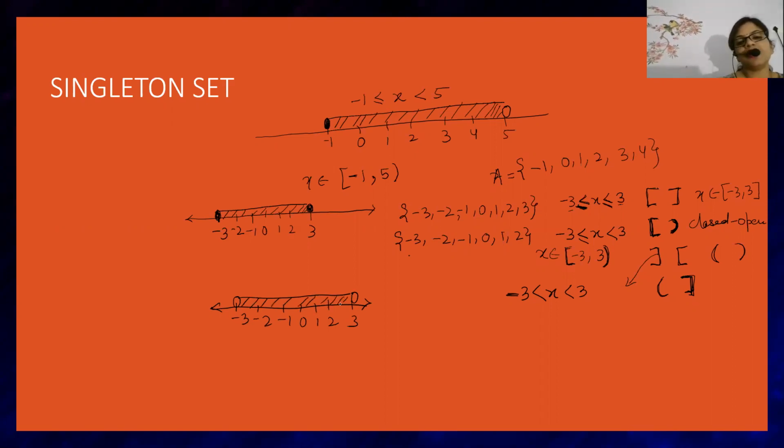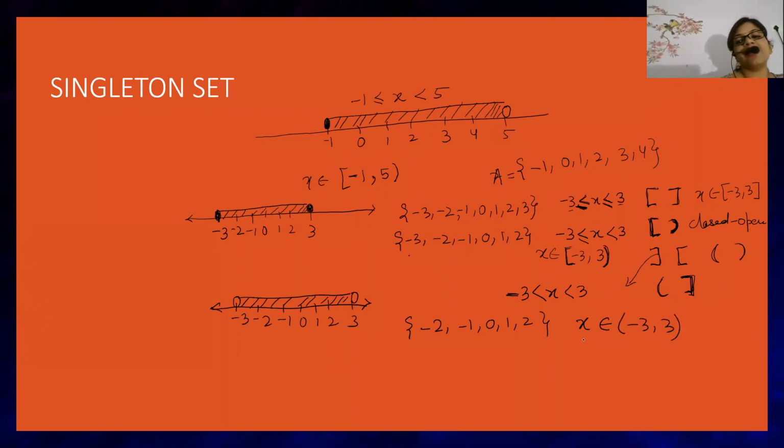So if only internal elements will be included, what will this set have? From -2 it will start, -1, 0, 1, 2. Very good. So beta, -2 to 2 will be there. Thank you, Kritika. And beta, at the time of writing, you will write x belongs to open interval -3 to 3.